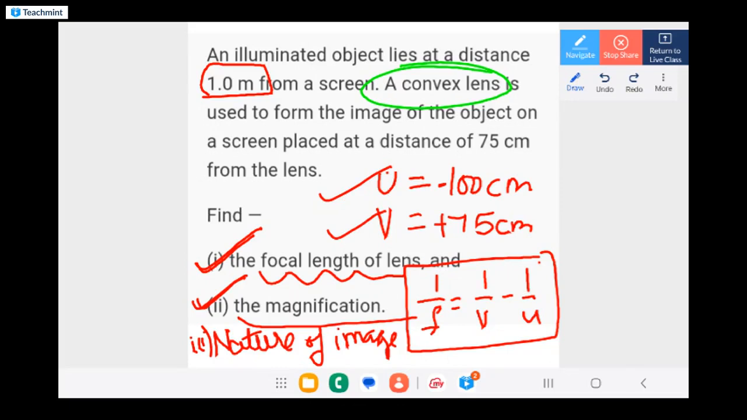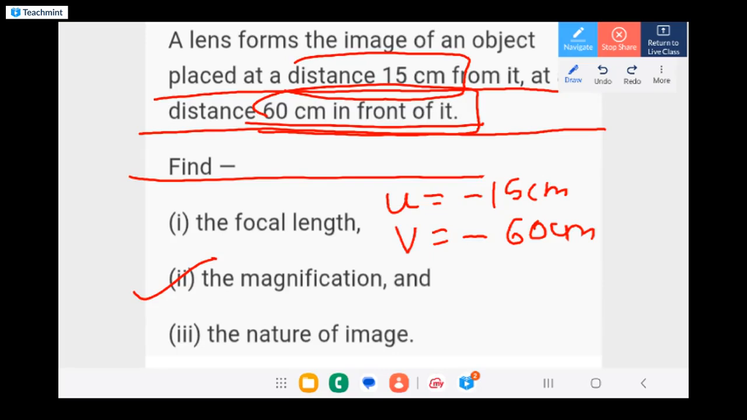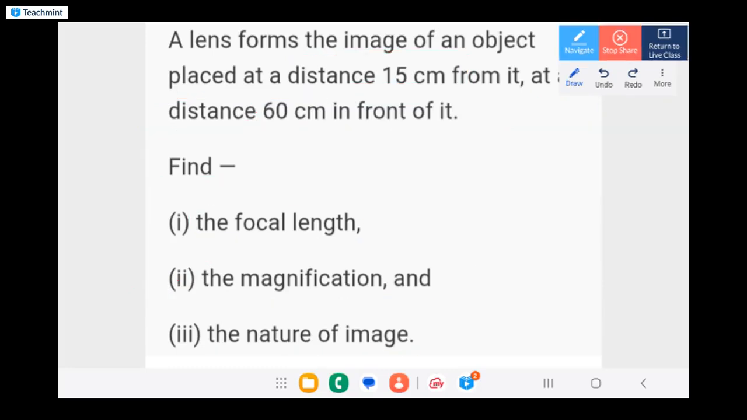Okay. So Michelle, you're going to get the answer for focal length. How much is the focal length? And Adit, try for magnification. And Rachel, you're going to tell me the nature of image.